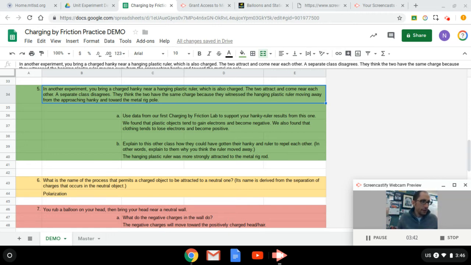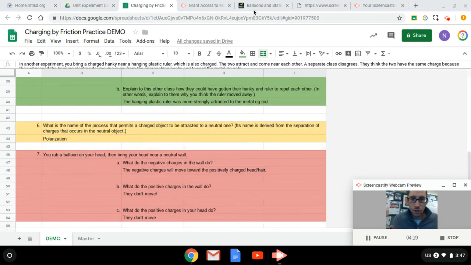Well, what if the metal rod, which of course I don't have, were behind the hanging plastic ruler, and the hanging plastic ruler, which is charged, was really attracted to and stuck to that metal rod. And so as you brought in the hanky, they saw the ruler move away from it and stick to the metal rod. Well, it's not because there was repulsion there. It's because actually there was a stronger force of attraction between the charged ruler and the metal rod.